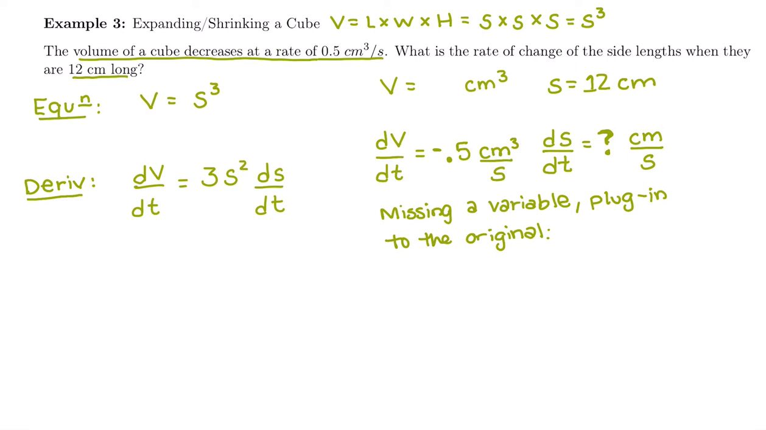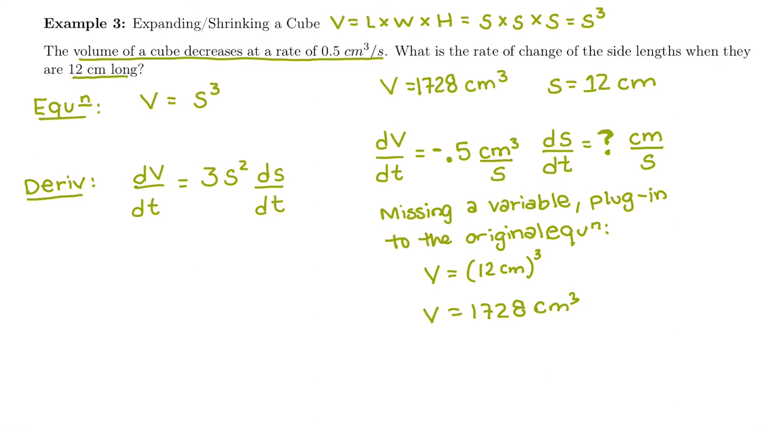So we're going to plug into the original equation, which is that V is equal to whatever S is cubed. So for ours, it's 12 centimeters cubed. So I'm going to grab my calculator and do 12 to the third power and see that the volume would be 1,728 cubic centimeters.